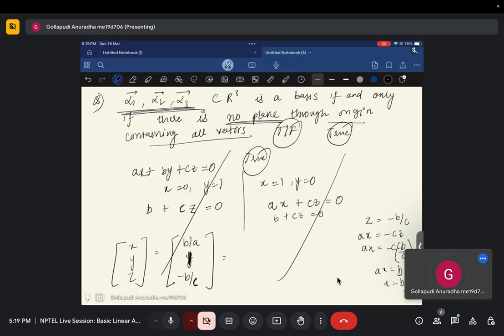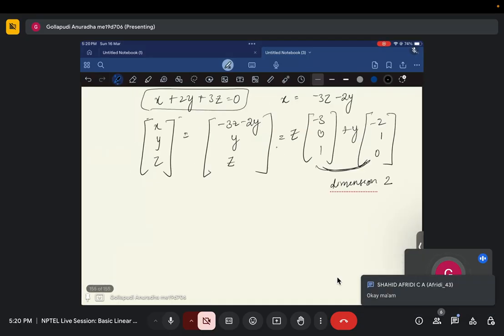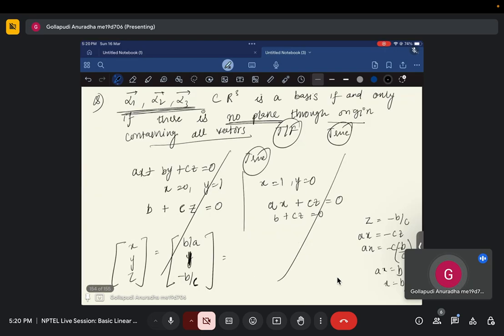Is it okay? Maybe if you don't have a 0 here, maybe if you have some 1 or something like this, then you will not be able to write it this way. You'll be getting 3 basis vectors, I mean, you'll be getting dimension 3. Yeah, so this is going to be true.